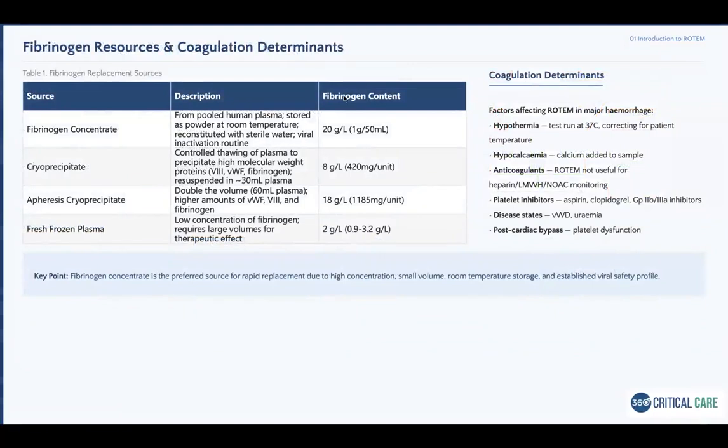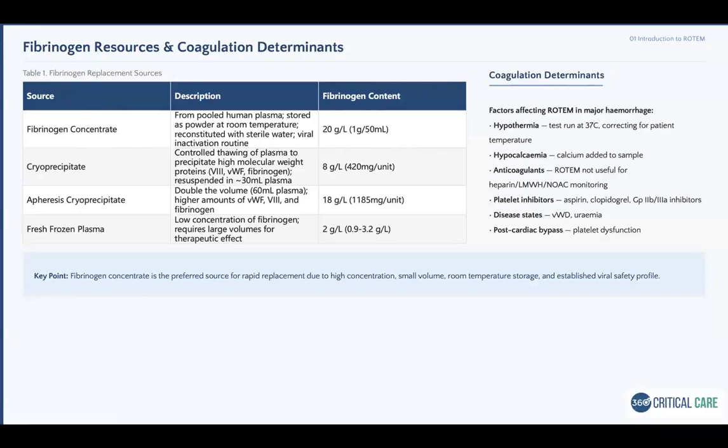Now, I'm talking about fibrinogen because that's the viva they usually ask about. What is the form of fibrinogen you use and what is the benefit of one form from the other form? So there are at least 4 different ways that fibrinogen comes into clinical practice. One is fibrinogen concentrate, which is pulled from human plasma and stored as a powder at room temperature, and then it is reconstituted with a supplied sterile water. It provides about 20 gram per liter or 1 gram of every 50 ml. That's the fibrinogen that you get from the fibrinogen concentrate.